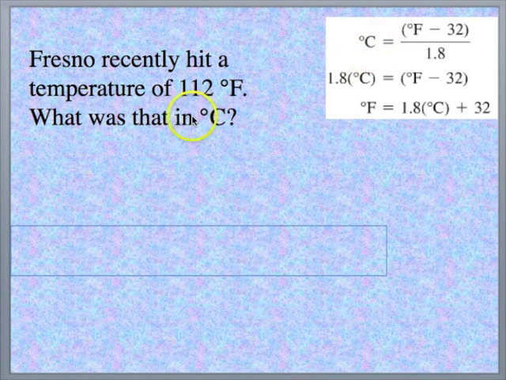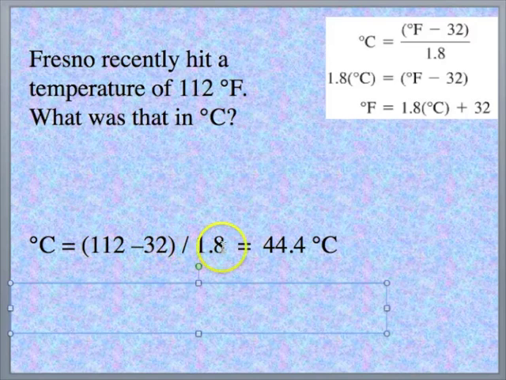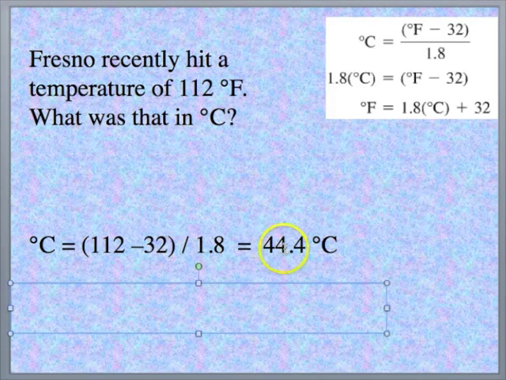So Fresno recently hit a temperature of 112 Fahrenheit. What was that in degrees C? Plugging into the equation, degrees C equals Fahrenheit minus 32 divided by 1.8, which is 44.4 degrees Celsius.